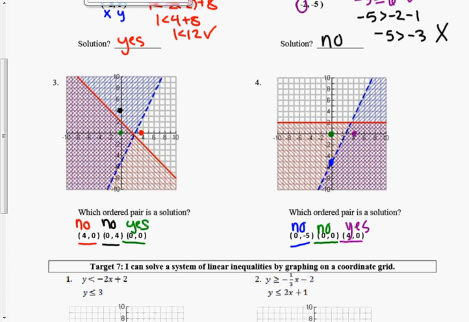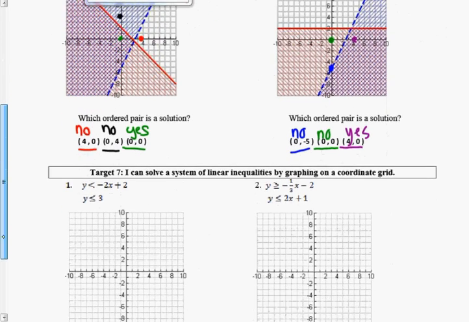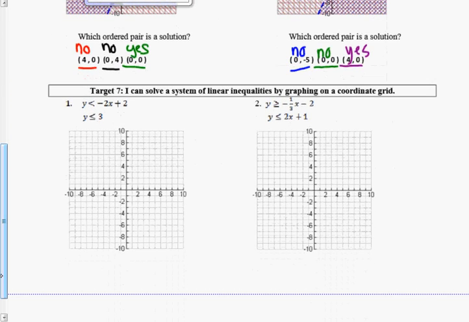Target number 7, we switch from checking if something is a solution to actually graphing these on our coordinate plane. Remember, we graph them just like an equation. We just have to remember our dashed lines if it's not an equal to symbol, or our solid lines if it is an equal to symbol, and then we also need to remember to shade.